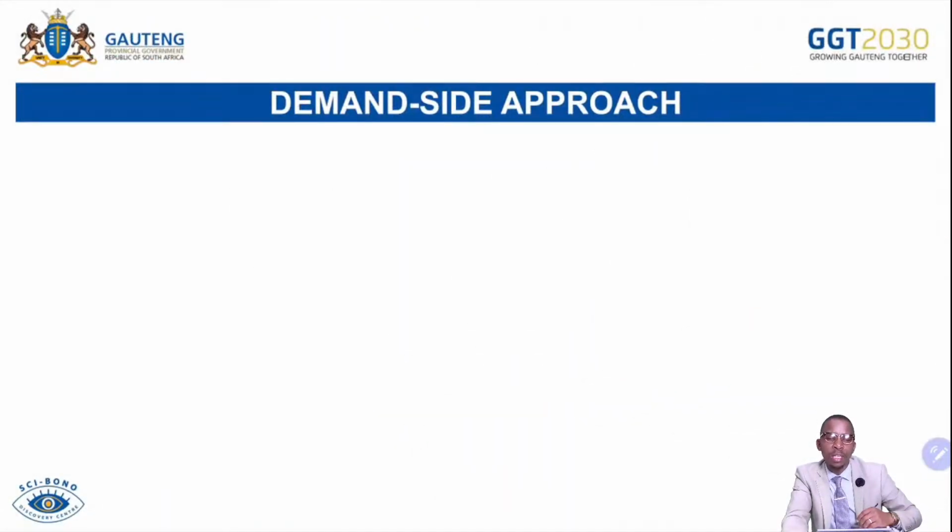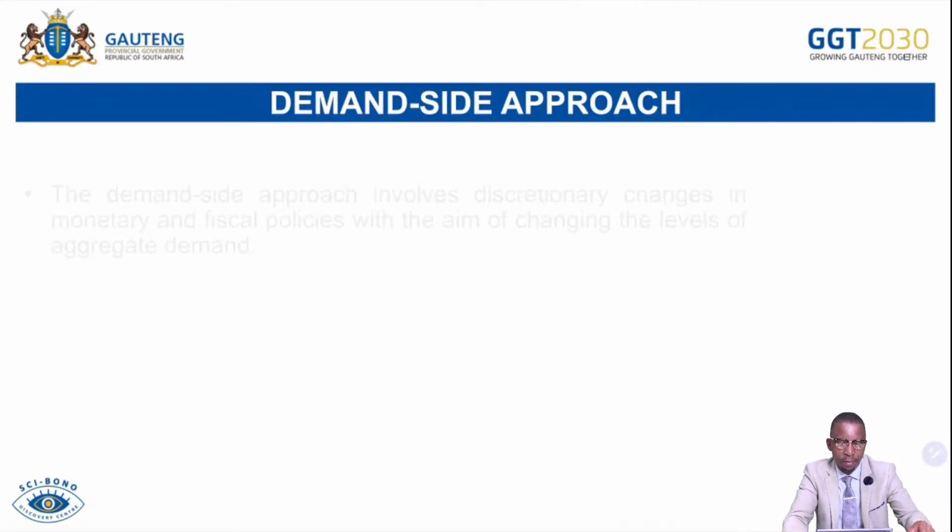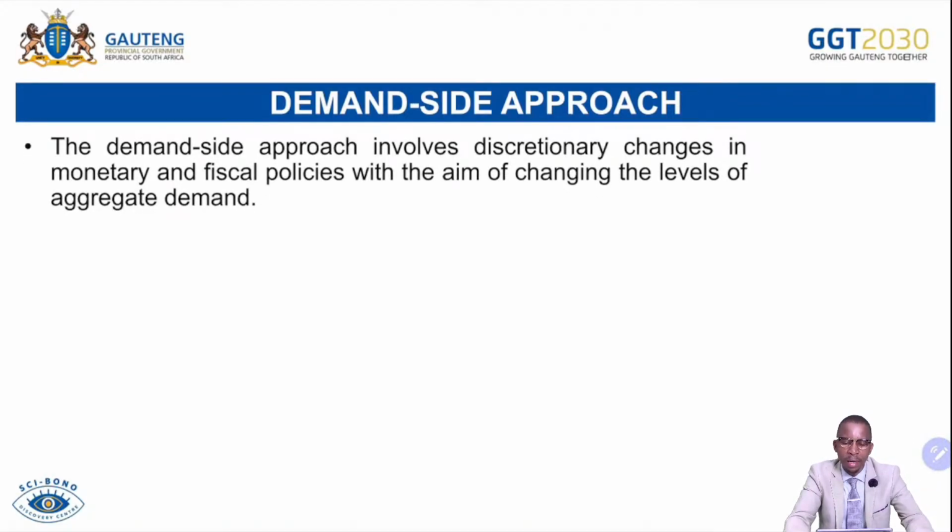Now we're moving to the demand side approach to stimulate economic growth and development. Here we're answering the question of what the government can do to improve aggregate demand in the economy so that economic growth and development can be achieved. We deal with the demand side approach.